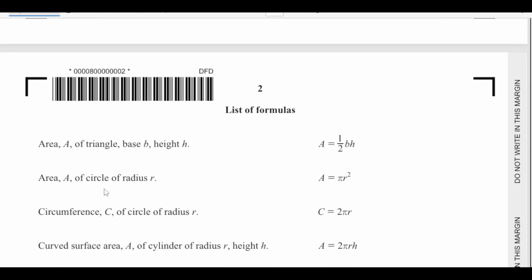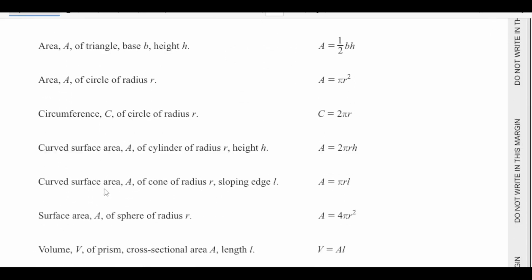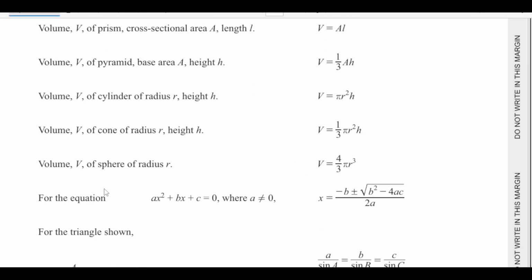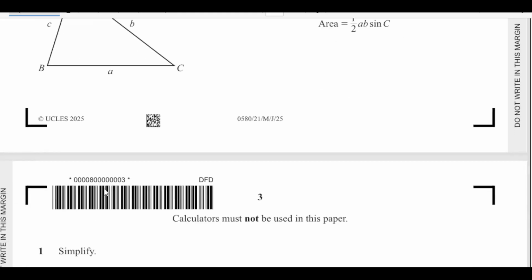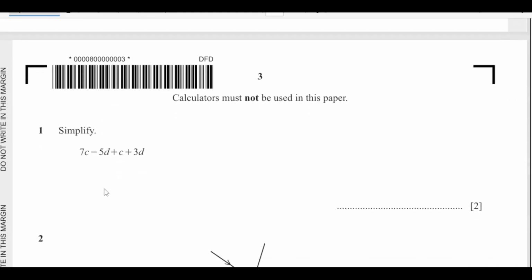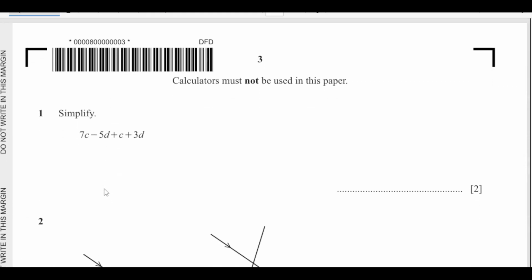The change here is you will get a list of formulas that will be helpful to you, but there are still some that you need to remember. They are not all of them. So, you can go through that and wherever required you can use them.